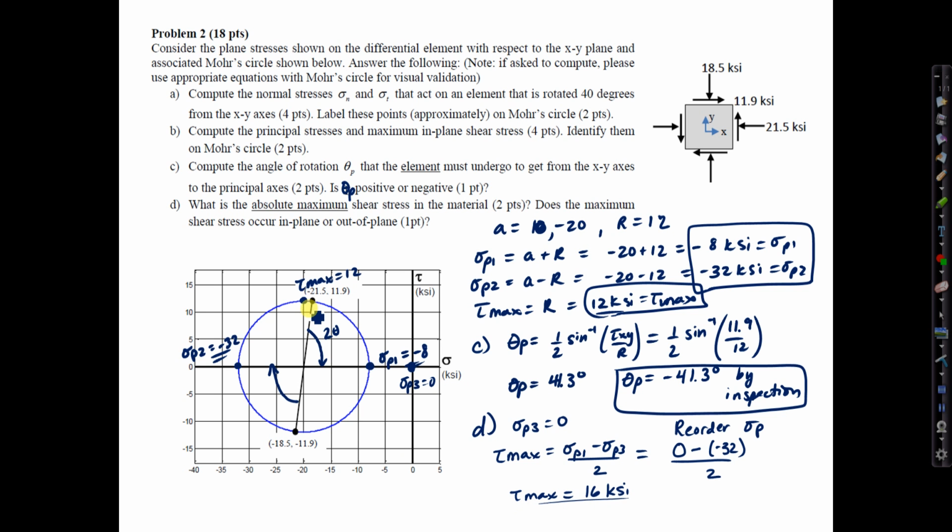Okay, that's larger than what I observe in this Mohr's circle, and that's because I can draw a larger Mohr's circle for our rotation about the 2-axis, which looks like this. Maybe I'll draw it down here, the maximum shear at about 16 KSI. So that is the absolute maximum shear, and it is not in the original circle, so it is out of plane. If my original circle crossed the tau axis, then the maximum shear would occur in plane. That completes this problem.